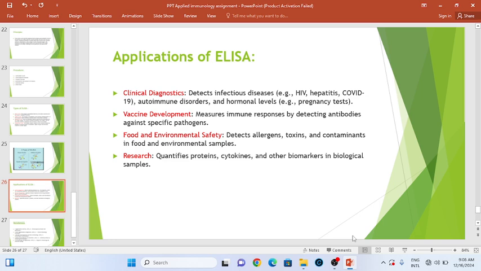It is also performed in food and environmental safety, where it detects allergens, toxins, and contaminants in food and environmental samples. ELISA is also used in research, where it quantifies proteins, cytokines, and other biomarkers in biological samples.